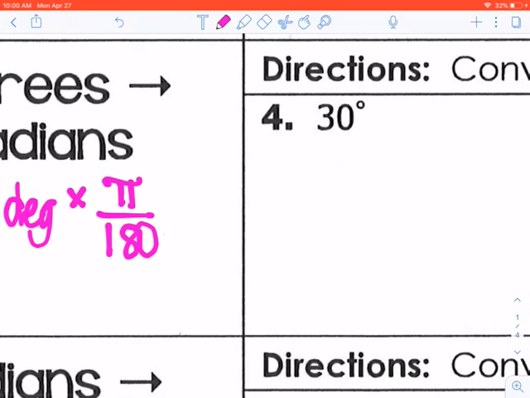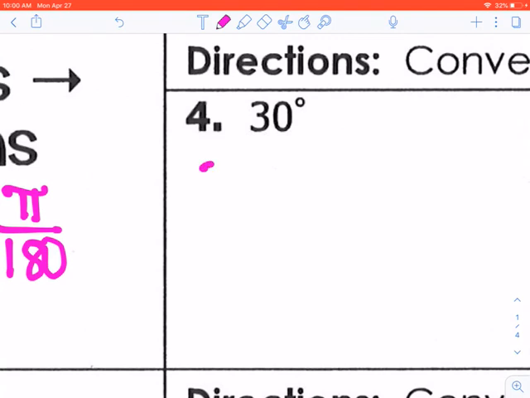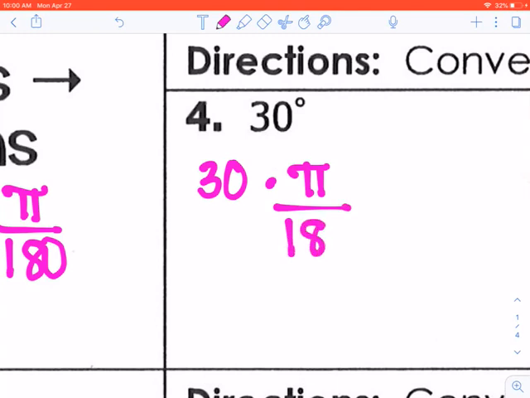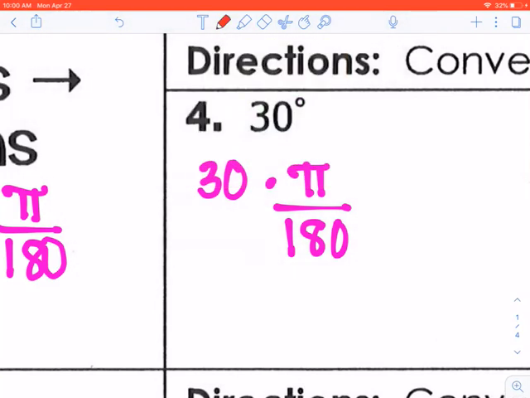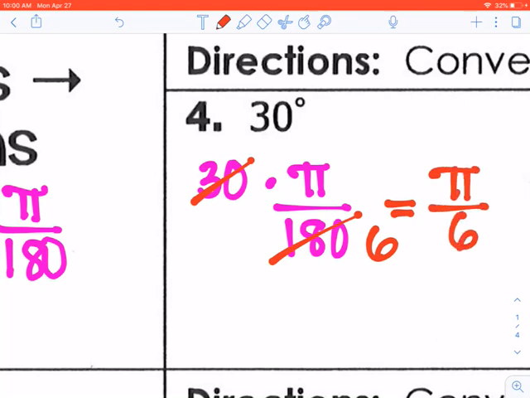So if I have 30 degrees, I'm going to take my 30 degrees and multiply it times pi divided by 180. Okay, and then I'm going to reduce my fraction. Some of you guys have calculators that you can reduce 30 over 180 and it'll tell you what the fraction is. If you don't, you just have to do this by hand. I know that 30 goes into 180 6 times. Okay, and so what I'm left with on the top is a pi, and then on the bottom is 6. And so 30 degrees is equal to pi over 6 radians.